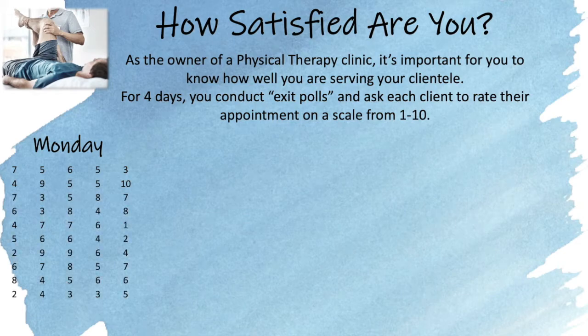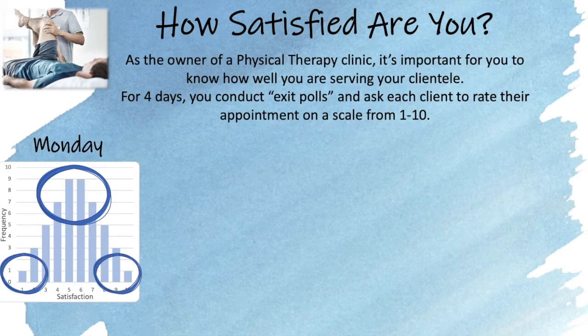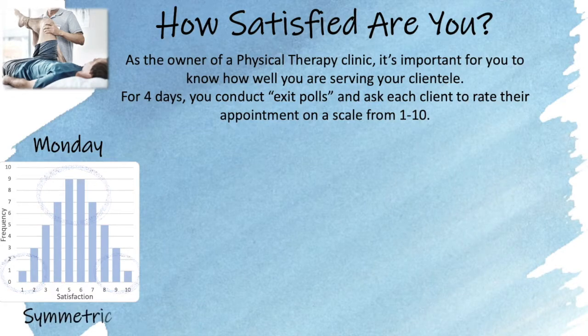Okay, let's make that easier to see. We'll put it into a histogram, and this is easier. So you could see that the majority of the clients, okay, it was fine. They weren't really happy or not happy. One guy was not so happy, and one guy thought it was the best. But you can see there's this hump. If I split it right down the middle, it's the same on either side. This is called a symmetric distribution.